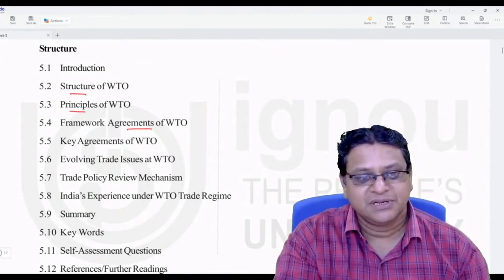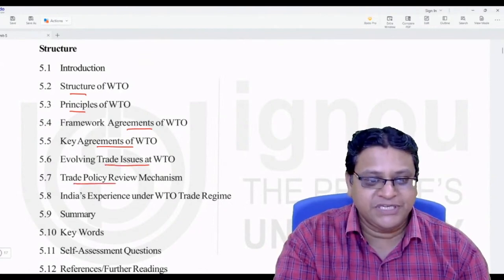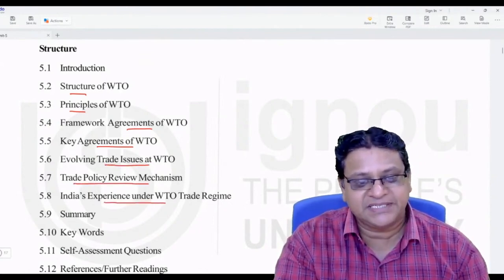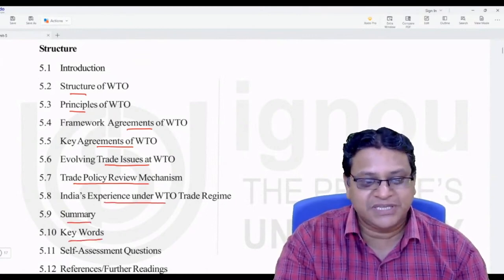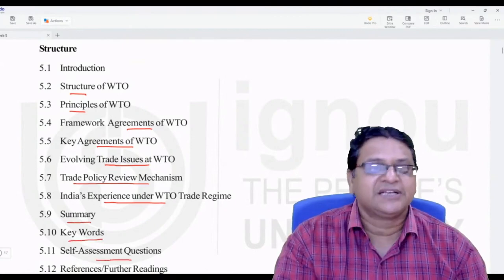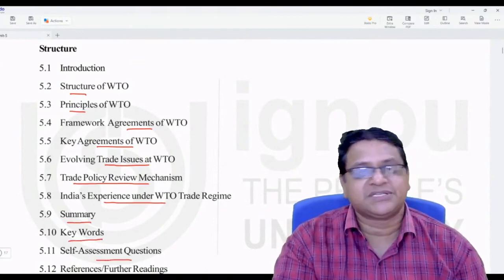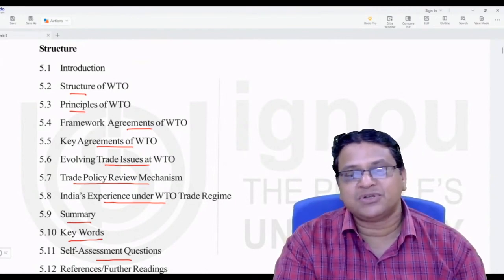Next, we will discuss key agreements of WTO, trade issues at WTO, trade policy review mechanism at WTO, and India's experience at WTO. And we will summarize our discussion. We will discuss some keywords, some question, and some reference material. And this will be the structure of our discussion. Let me first give an introduction of WTO.